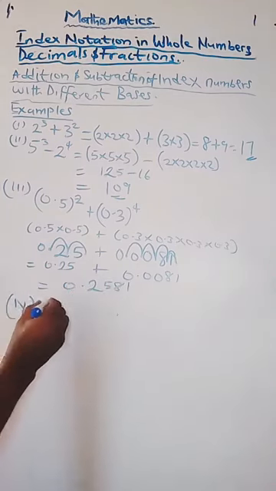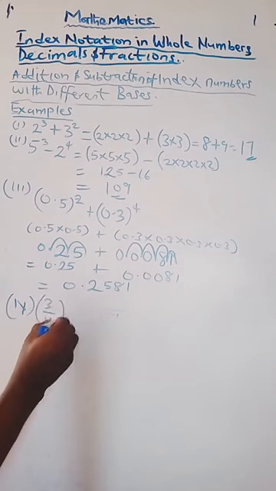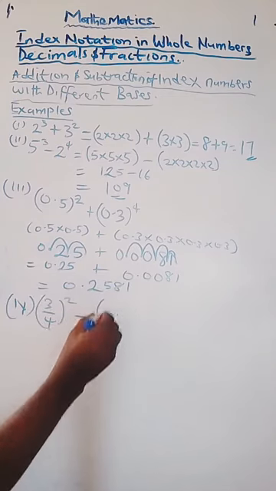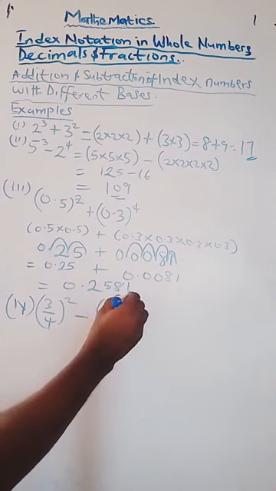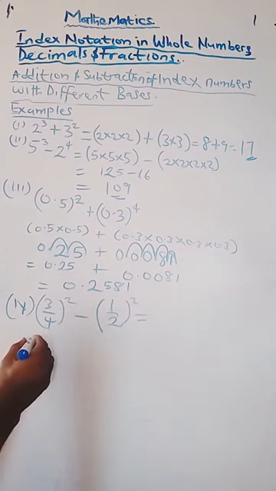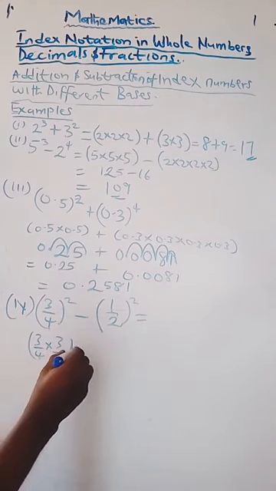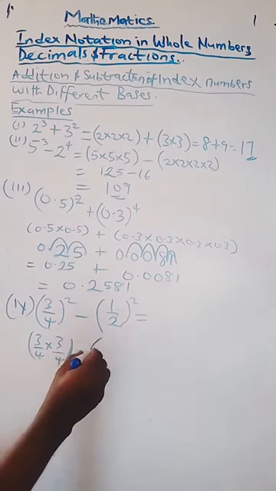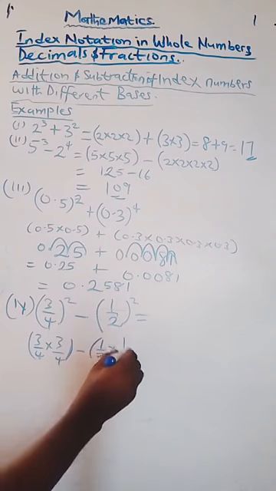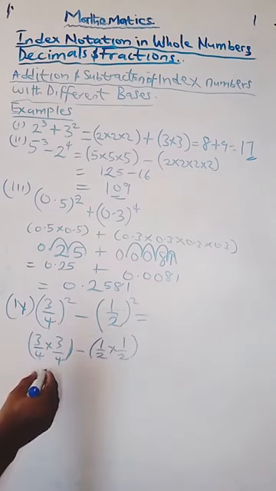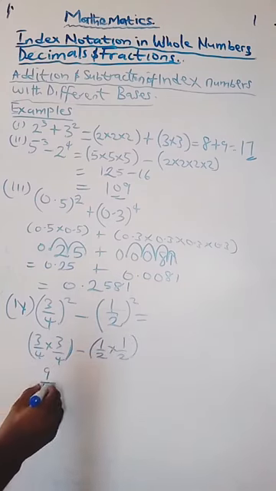Let's say you have 3 over 4 raised to power 2 minus 1 over 2 raised to power 2. How do we solve this? You break it down. This is 3 over 4 times 3 over 4 minus 1 over 2 times 1 over 2. Alright? 3 times 3, 9. 4 times 4, 16.